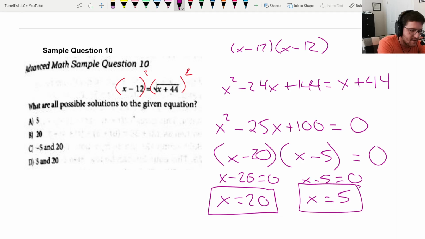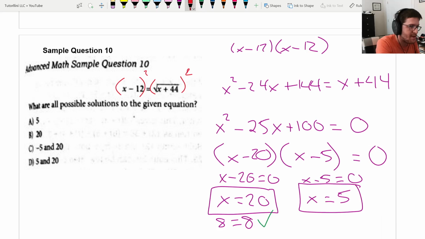And that is looking good, but when you have square roots, absolute value, just anything wacky, fractions, rational expressions, you want to check to see if there's any extraneous solutions. So if you plug in 20 into the original, you get 20 minus 12 is 8. 20 plus 44 is 64. Root 64 is 8. So that one is good.